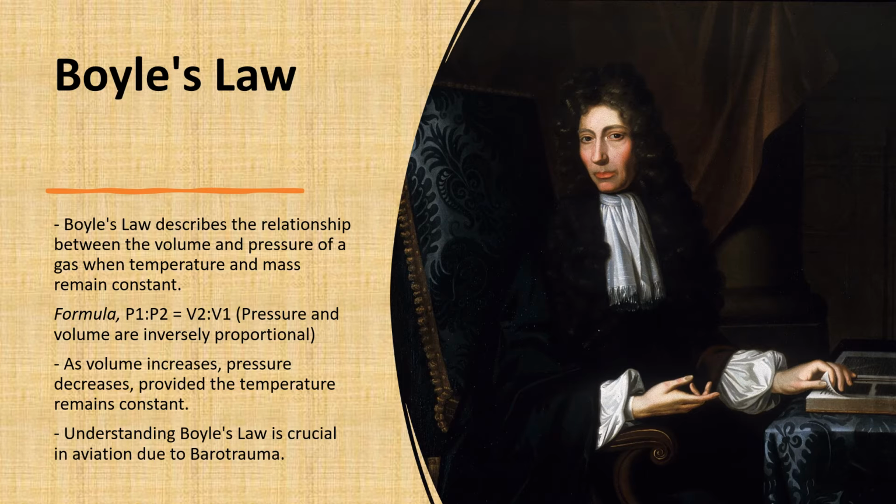If we keep the temperature and the mass of the gas inside the balloon constant, squeezing it to reduce its volume increases the pressure inside, while allowing it to expand decreases the pressure. Therefore, pressure and volume are inversely proportional when temperature and mass remain constant.